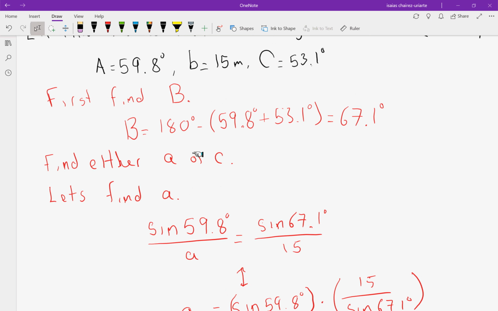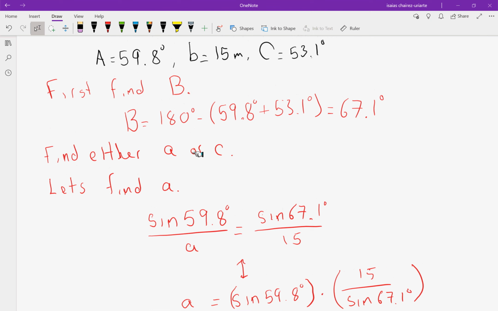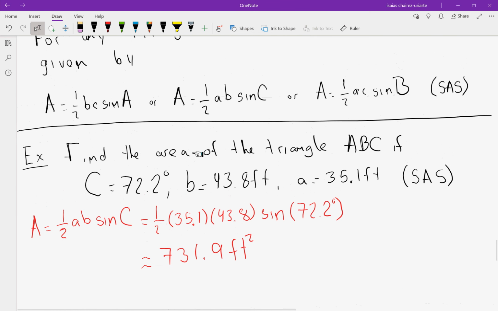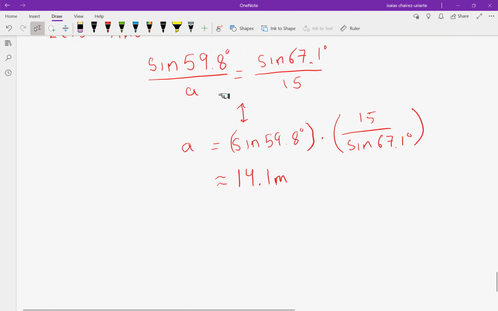Okay, now think about what you have now. You have 3 angles now, and you have 2 side lengths, B and A. So now we have, well, I mean, if we have the side length A and side length B, what's the angle between A and B? It's angle C. So I'm going to use this form of the area in order to, well, find the area.